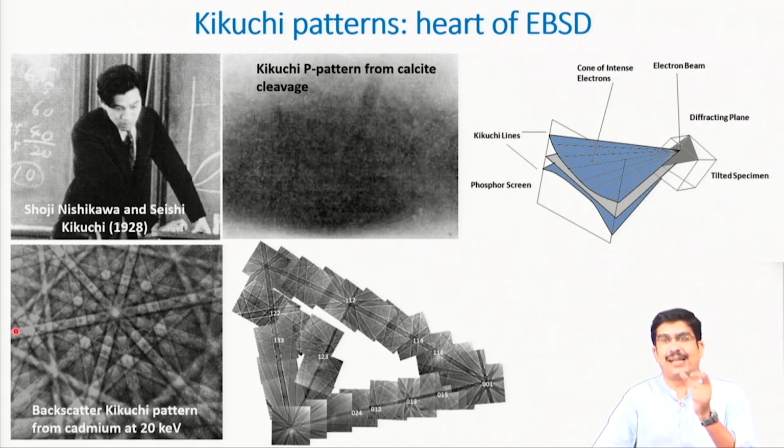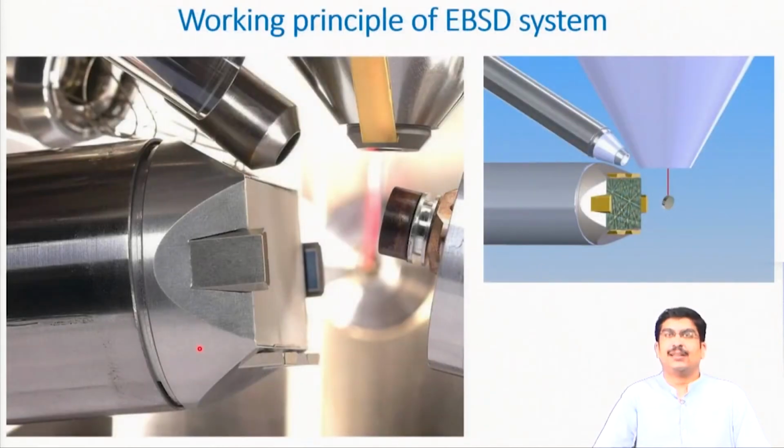So, any one set of planes generates two lines. One line on top and another on the bottom, and together they generate this Kikuchi band. These bands collectively, all the bands, will generate this kind of Kikuchi pattern. Okay. Fine.